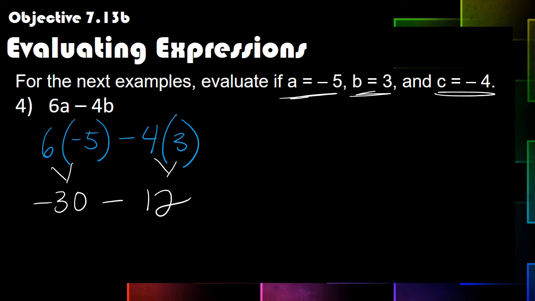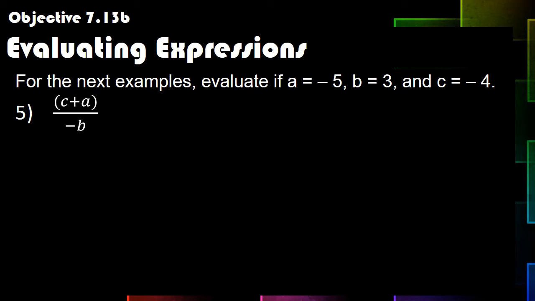So now we need to subtract these values here. When we subtract these, what we're doing is we're going to add the opposite. So we're going to use our subtraction of integer rules here. Do negative 30, now we can do plus a negative 12, which will give us negative 42 as our answer.